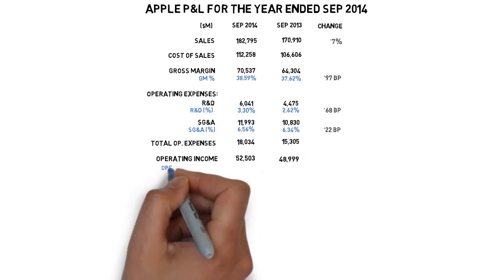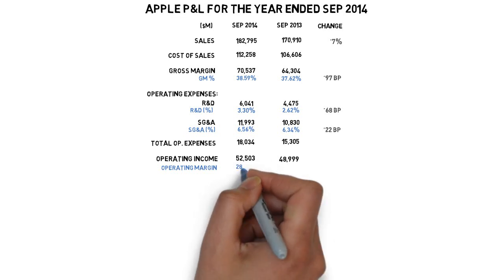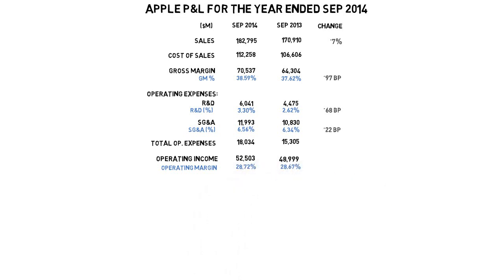Again, you've guessed it, we want to look at this as a percentage of sales. So again, let's go ahead and calculate that. The operating margin we see has expanded by only 5 basis points. Essentially, it's stood still. Despite a large increase in the gross margin, it seems that all of those extra profits have been reinvested back into things like R&D and marketing.